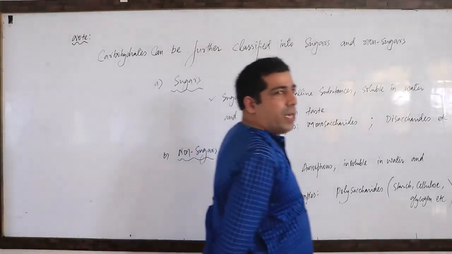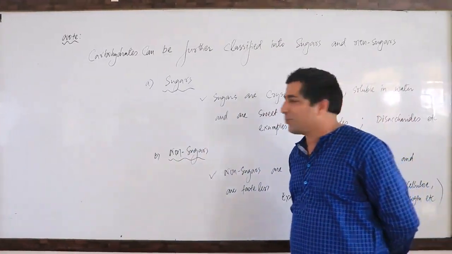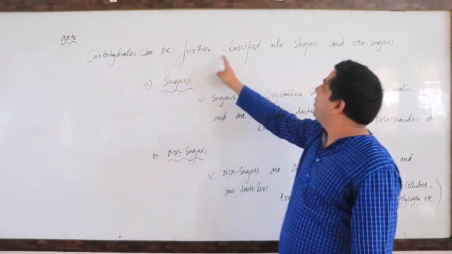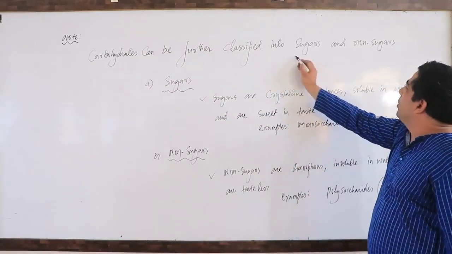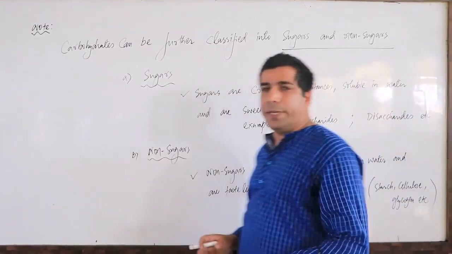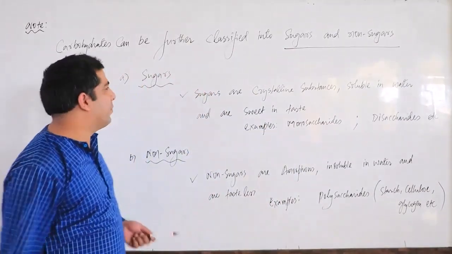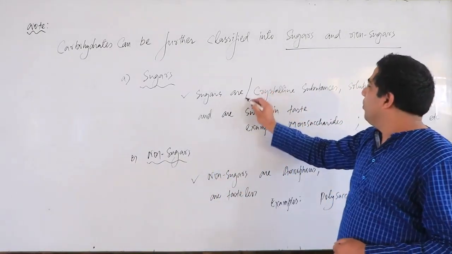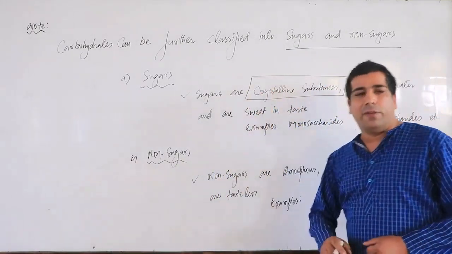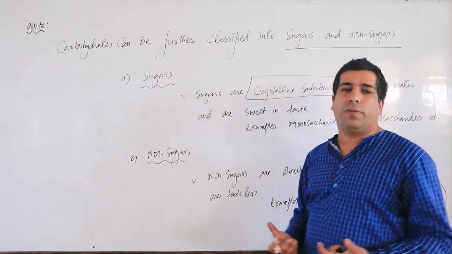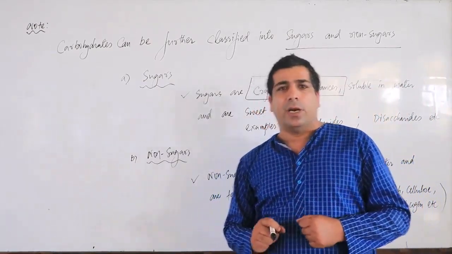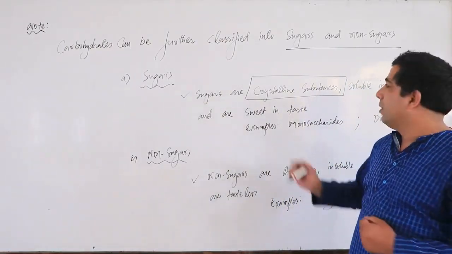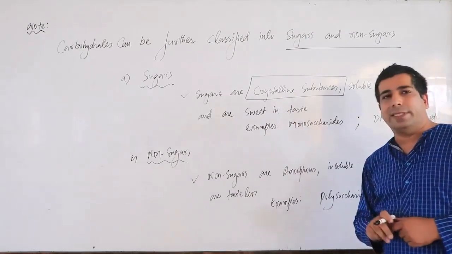So my dear friends, our topic is moving on. So let's have a look. The carbohydrates can be further classified into sugars and non-sugars. Okay? So what are sugars? First of all, we'll have a look. Sugars are crystalline substances. What do you mean by crystalline substances? They have a well-defined arrangement of molecules in their structures, or you can say a well-defined arrangement of atoms in their structures. So they are crystalline substances.